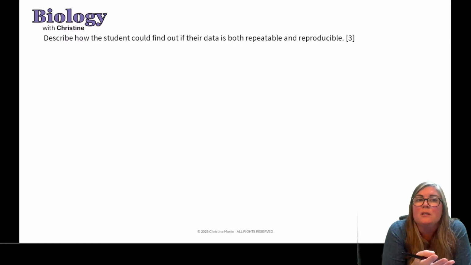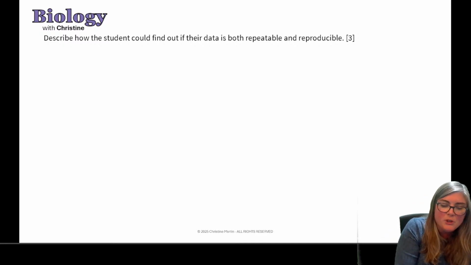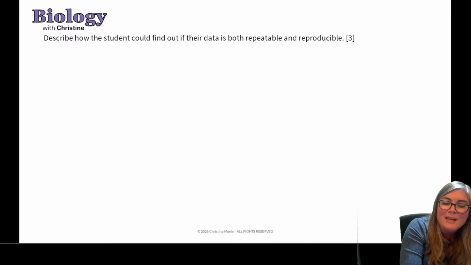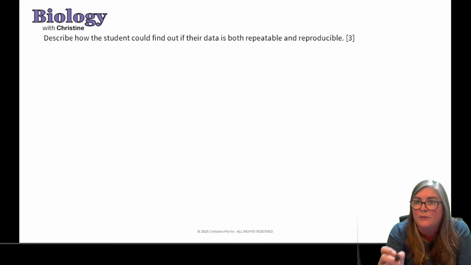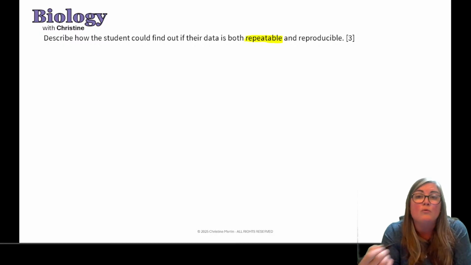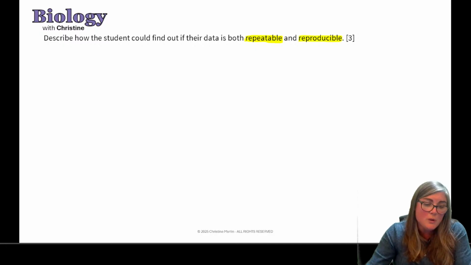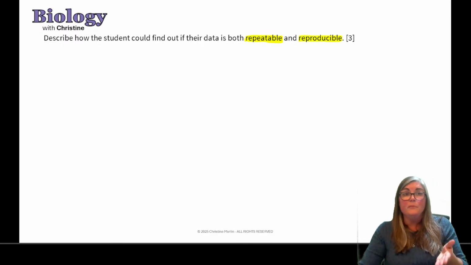Well, they could ask you to describe how the students could find out if the data is both repeatable and reproducible. So this is where they're bringing in some key scientific vocabulary. Do you understand what it means if something is repeatable? Do you understand what it means if something is reproducible? So could you give a definition for that?